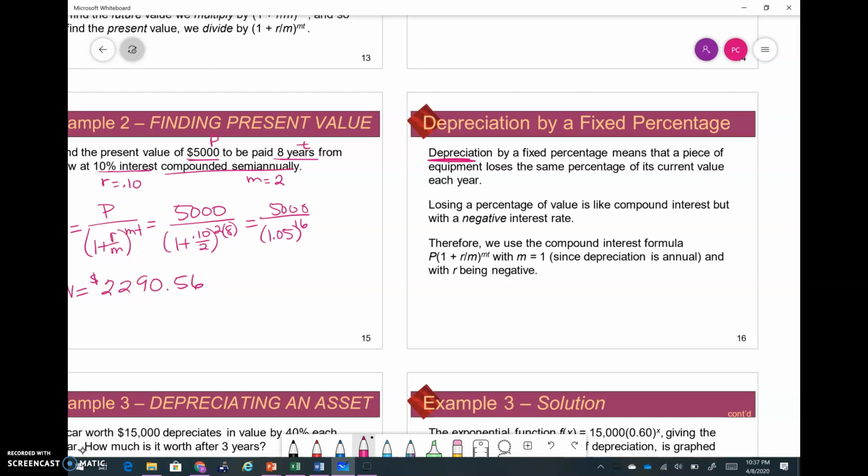So we're going to use the exact same compound interest formula, P times 1 plus r over m to the mt, where your m is always equal to 1, since depreciation is annual, it happens every year. And your r is going to be negative. So the formula ends up becoming P times 1 minus r to the t. That's your depreciation value.